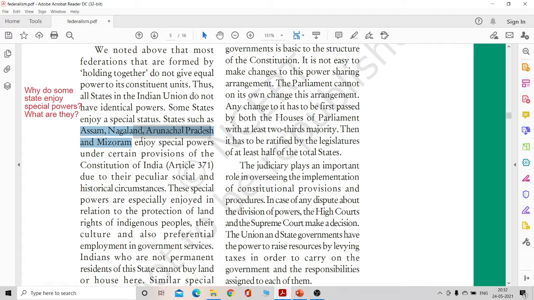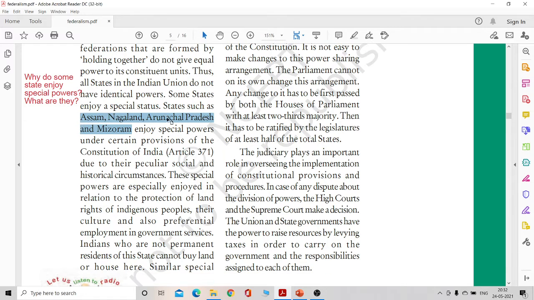Now it can come as a 1 marker, as in Article 371 gives special status to which of the following states, and you will get 4 options. So these 4 states, the names in relation to Article 371, are very important. Now this is a 1 marker. If it comes as a 3 marker, then you have to mention what they are and why these special powers through Article 371 are given in the first place.